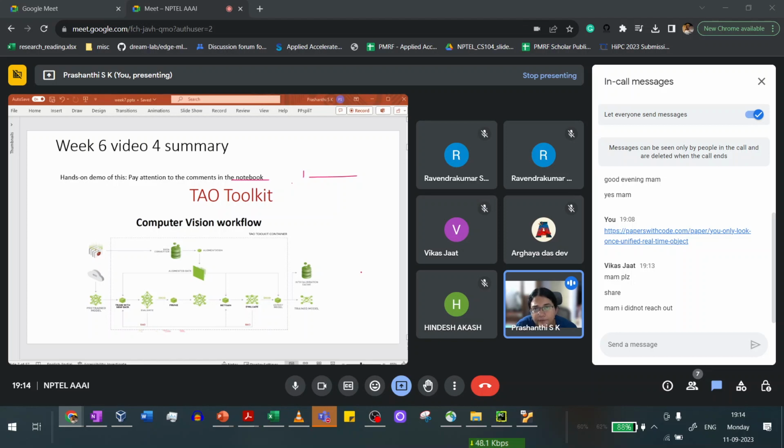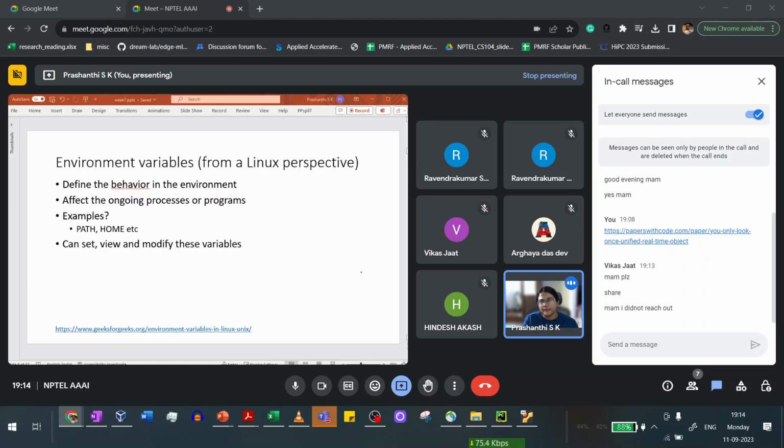Okay, so let's move to the next thing. Again, one of you had asked about environment variables, right? Like the name suggests, this is a good beginner level resource to understand what environment variables are.